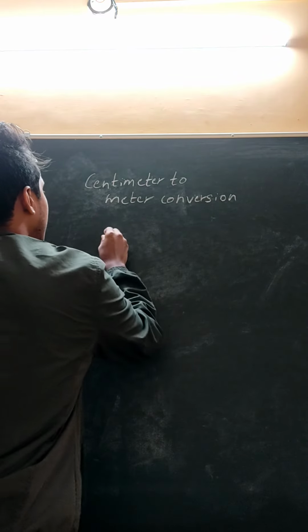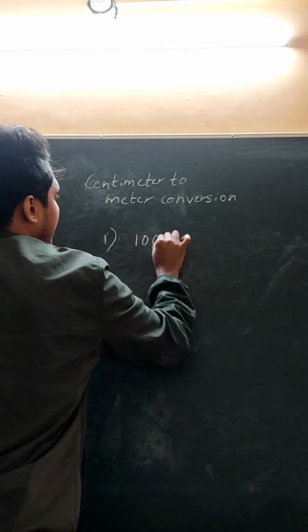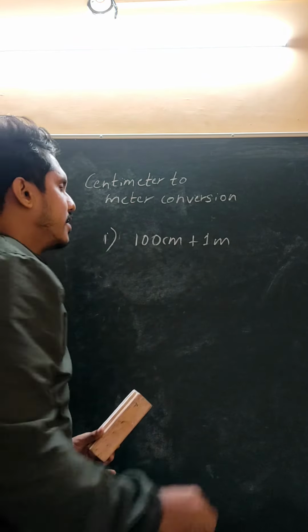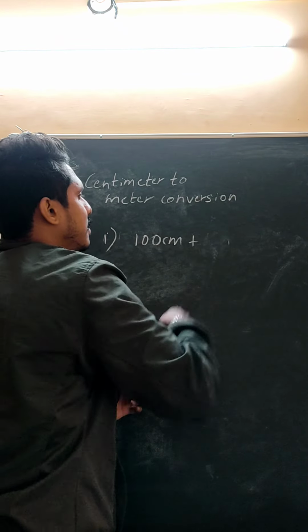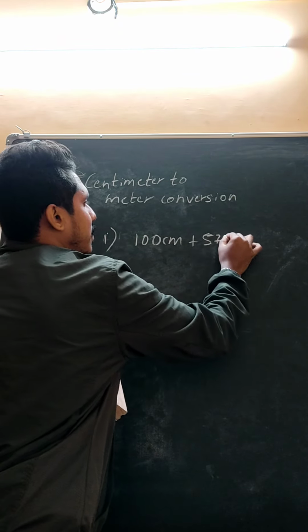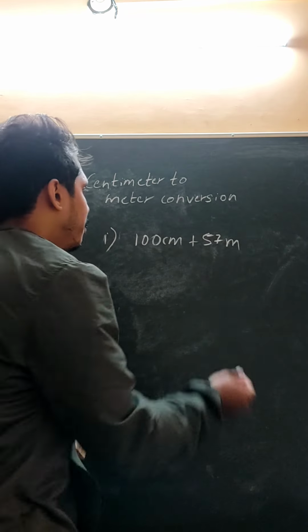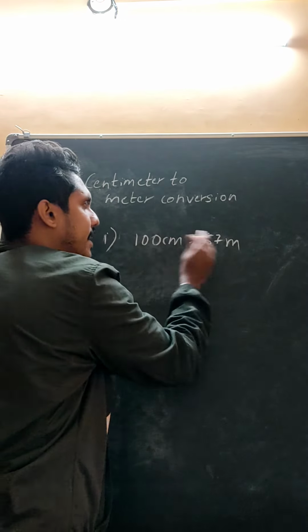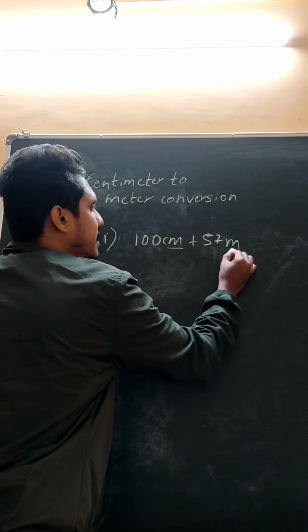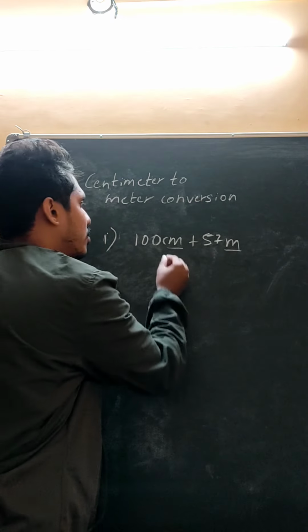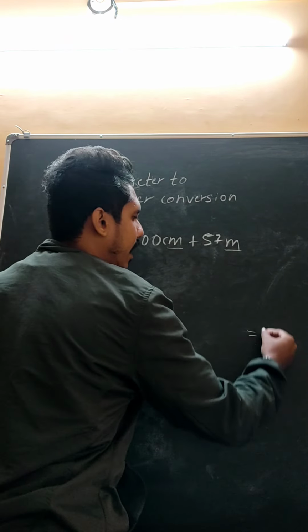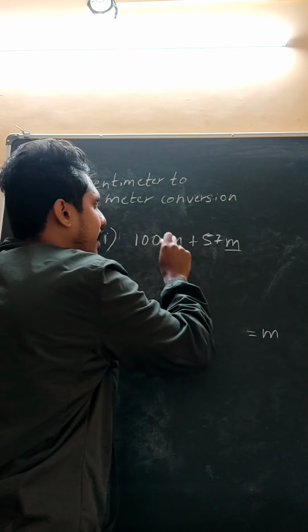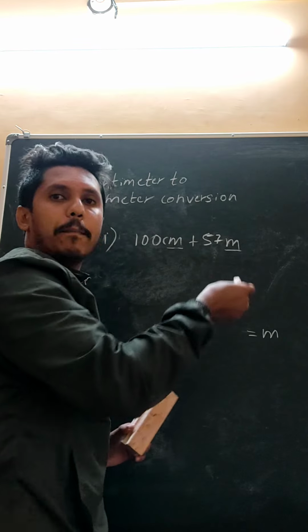What is the first problem? 100 centimeter plus 57 meter. Before solving this problem, we have to convert the unit first. We have to make the unit the same. Which is the unit here? The unit is meter. If you want the answer in meter, you have to convert this centimeter into meter first.